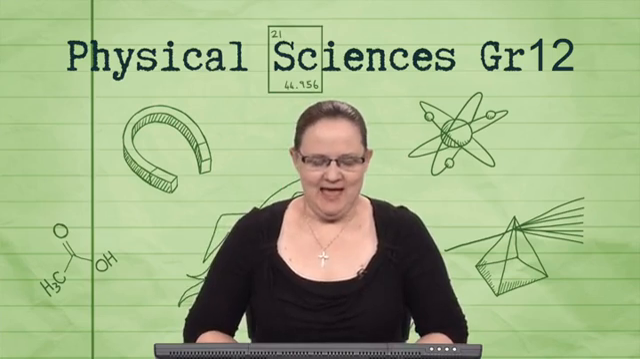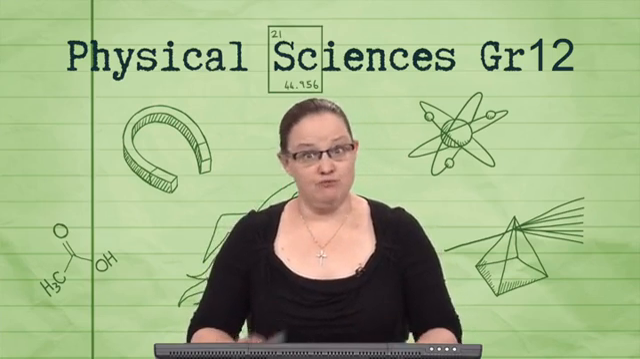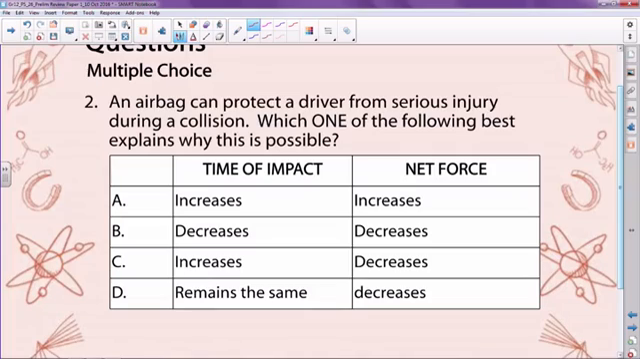Okay, time's up. And I know, grade 12s, these are the ones you really hate. So let's see what the question says. It says an airbag can protect the driver from serious injury during a collision. Which of the following best explains why this is possible? Now remember, an airbag uses the whole thing of impulse, which is F net delta t equals change in momentum. So we know change in momentum stays the same, and the whole point of an airbag is it increases stopping time. It takes longer to stop.